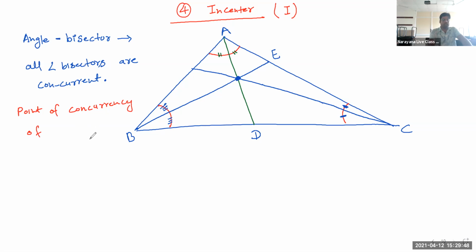Okay. So point of concurrency of angle bisectors is called the incenter. This is denoted by capital letter I. What is the speciality of the incenter? So just write it down. I'm just doing it fast.